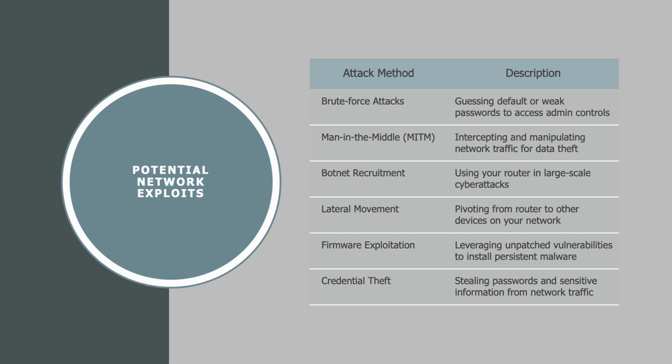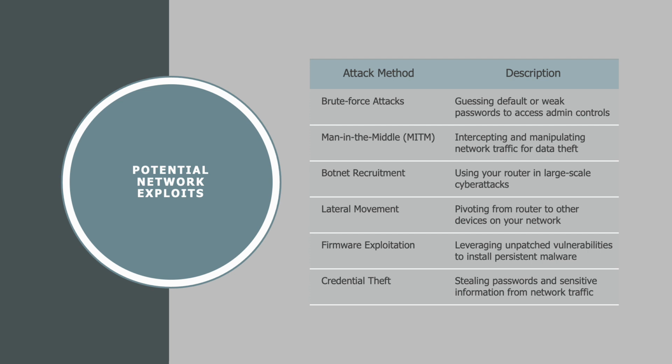Once in the admin console, you can have these types of exploits. You can have a brute force attack, where people are guessing the passwords within the administrative console and all the other types of passwords that you have on your systems. They can have a man-in-the-middle attack where they're intercepting and manipulating data with ISP sniffers such as Wireshark. They can do botnet recruitment, where they take your system and use it to do cyber attacks on a larger scale, like DDoS or denial of service attacks on larger companies. They'll use your network for that.